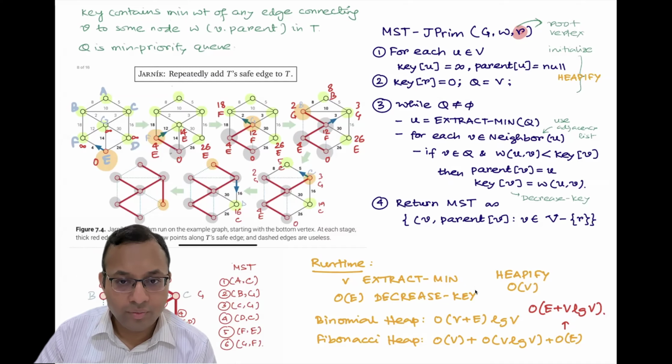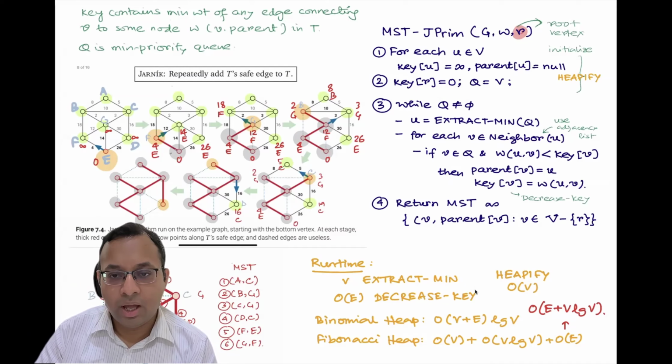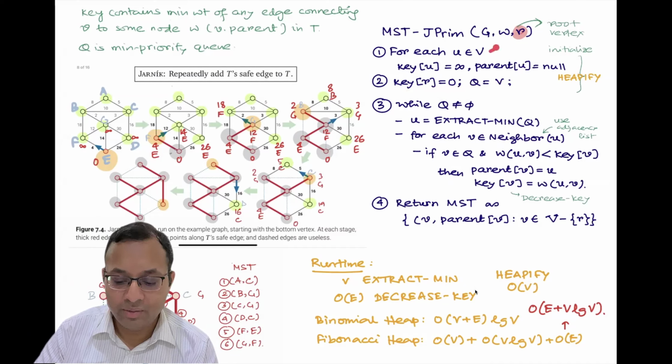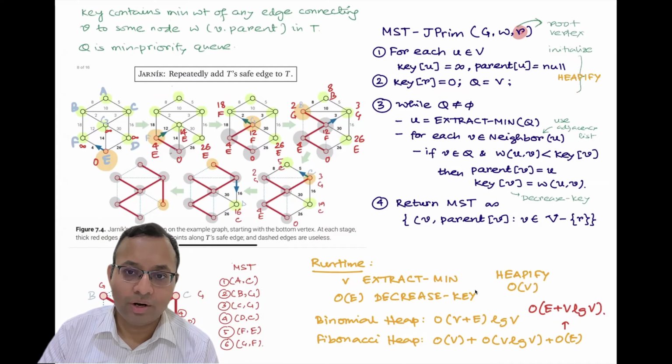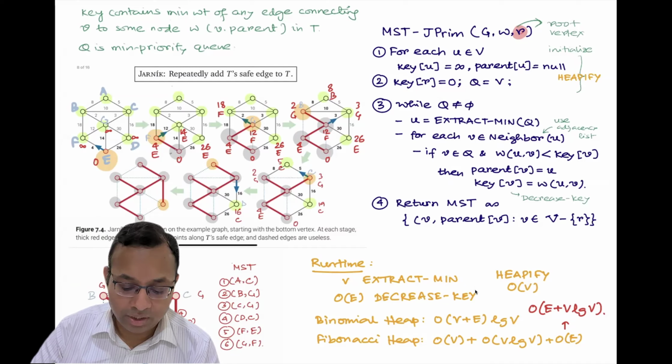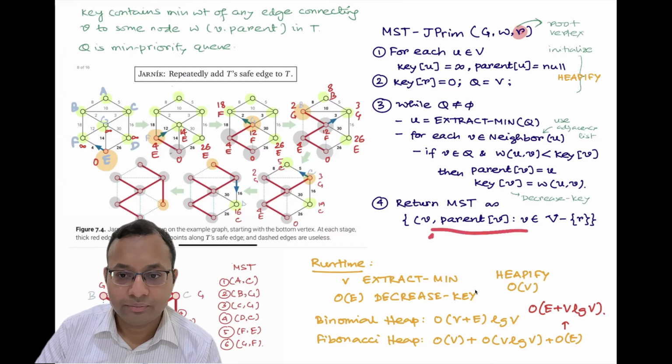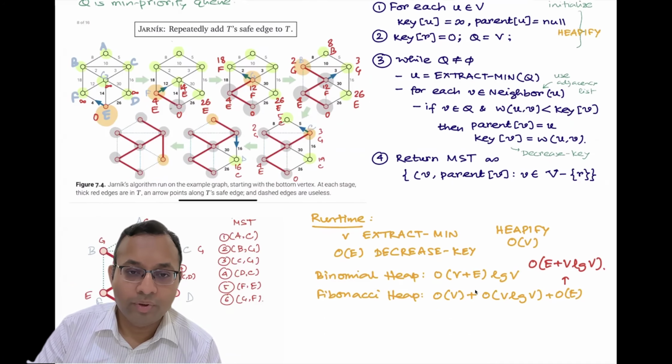Now for the root node, we make sure the key is 0, and we also define a queue, which is the set of all vertices. Then we heapify, which, as I mentioned, for n elements, or V elements, takes order V time. Now this is a loop, and then at the end we return the tree as vertices and their parents, for all vertices except the root. We'll see how it runs, but now let's focus on the loop.